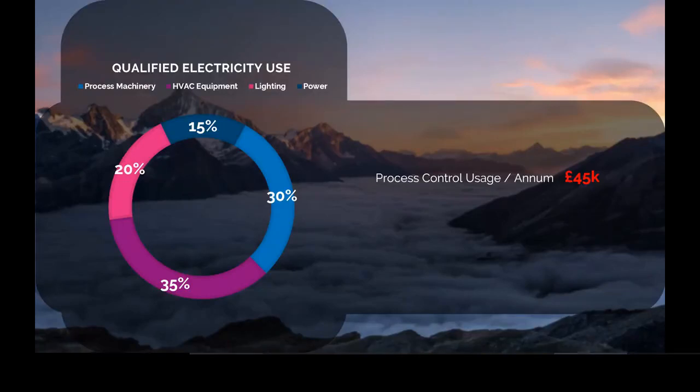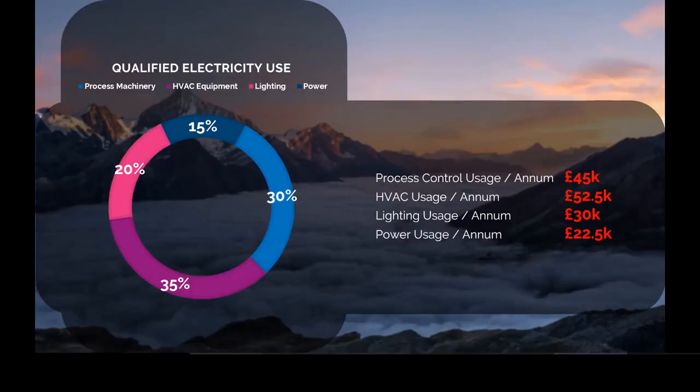Maybe there's more efficient use of the machines, but that may be a large investment. So we're trying to get to the point now of saying, well, what can we affect? By submetering the whole factory and at least understanding where we can use the differences, we know what costs we've got to play with. So 45k of that energy is being used for process control. 52.5 is being used against HVAC. 30k is being used for lighting, and then 22.5k is being used for the power for things like IT equipment and PCs and whatnot.